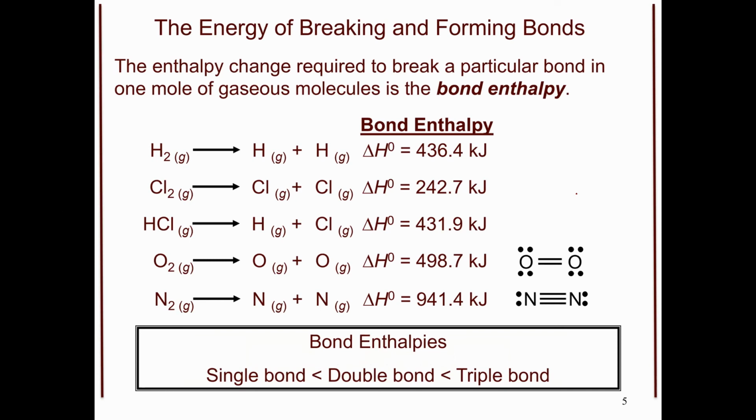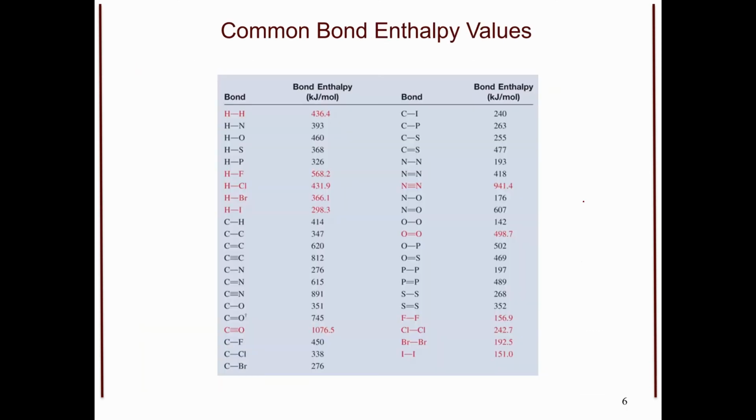So for our bond enthalpies, single bonds are going to be our weakest bonds. This means that they are going to have the lowest energy. The longer the bond, the smaller our delta H is going to be. Then our double bonds are getting shorter and stronger. Therefore, our delta H is going to get higher because we need more energy to break them. And that is also the case with the triple bond because we are having more electrons holding those two atoms together. So here are some common bond enthalpy values.